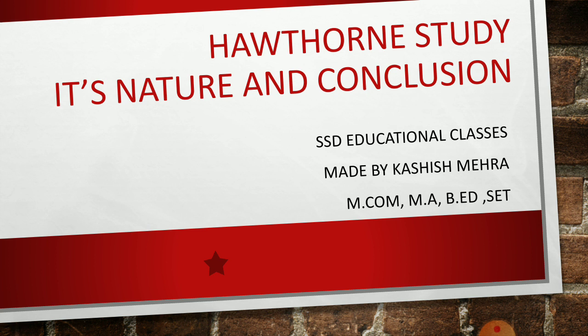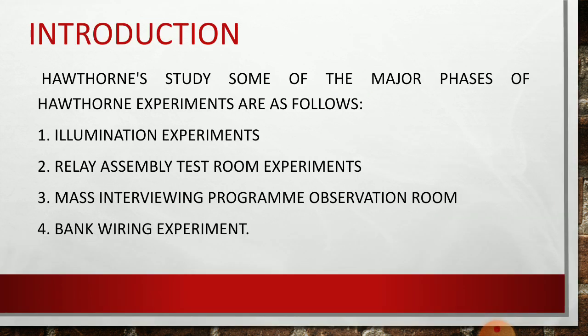Today we are going to study the Hawthorne study, its nature and conclusion. Let's see the introduction. Some of the major phases of the Hawthorne experiments are given as follows. He has told us about four experiments: the illumination experiment, the relay assembly test room experiment, the mass interviewing program, the observation room, and the bank wiring experiment.